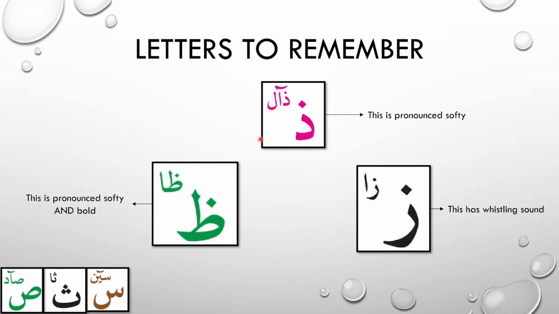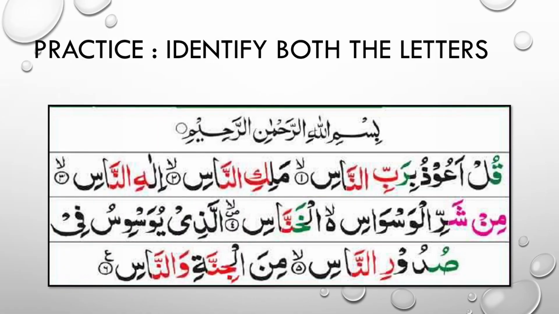Now let's look at these three letters. They all have the sound of Z. So the difference: we have dhal, softly pronounced. Va, softly pronounced, but it is also bold. And we have za, za. This za has a whistling sound. So you have to remember the difference when you're reciting. Dhal, softly pronounced. Za, with whistling sound. Notice, pronounced bold.